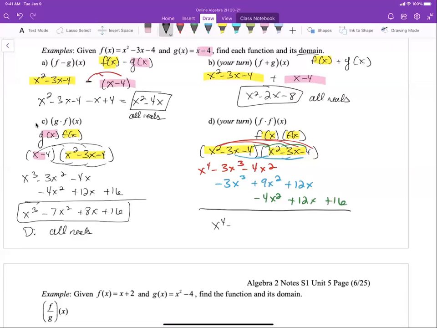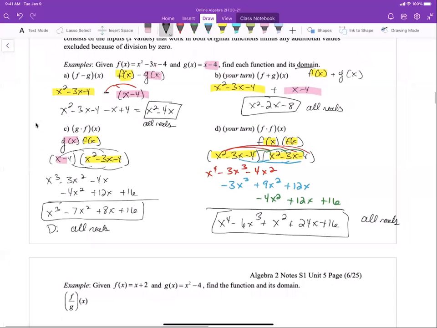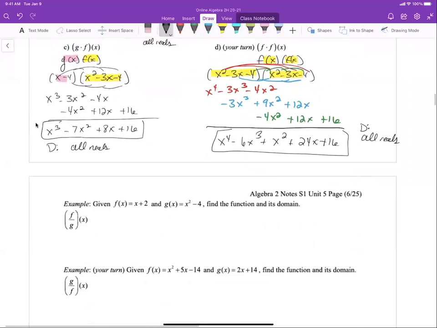I will then add all my like terms. I will get x to the fourth, minus 6x cubed, plus x squared plus 24x plus 16. And my domain, again, is all reals. There are no values of x such that the function is undefined. This is my domain. Okay, moving on.